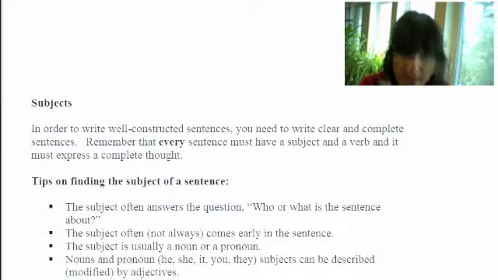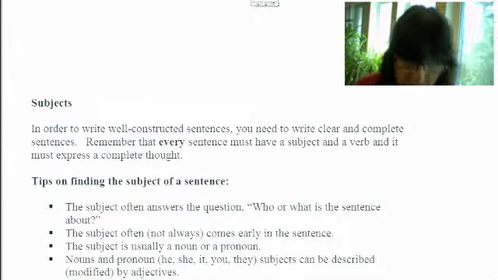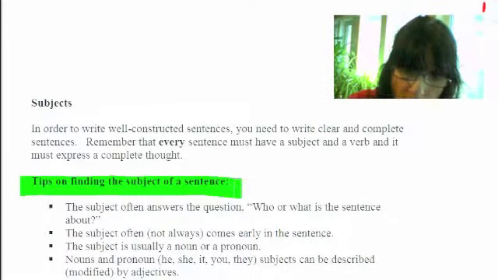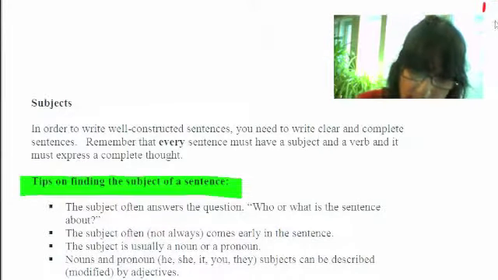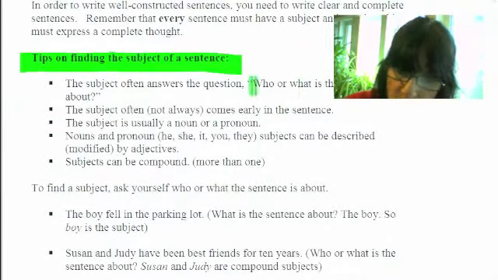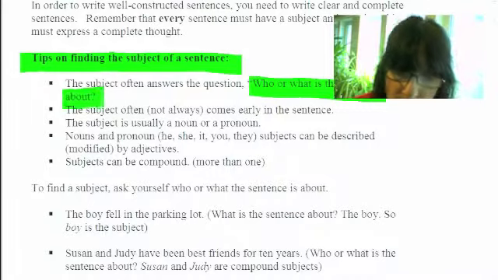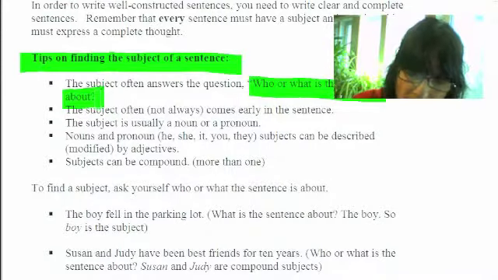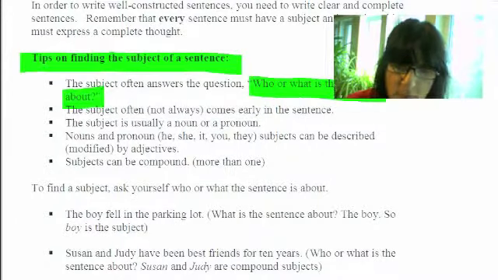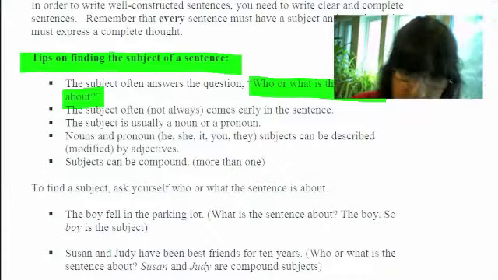So let's take a look at how you find a subject in a sentence. I've tried to give you a lot of examples and some tips on finding the subject in a sentence. Let's look through these together. The first tip in finding the subject of a sentence is to ask yourself, when you look at the sentence, who or what is the sentence about? That will answer it right there. The subject will often be about who or what the sentence is about.